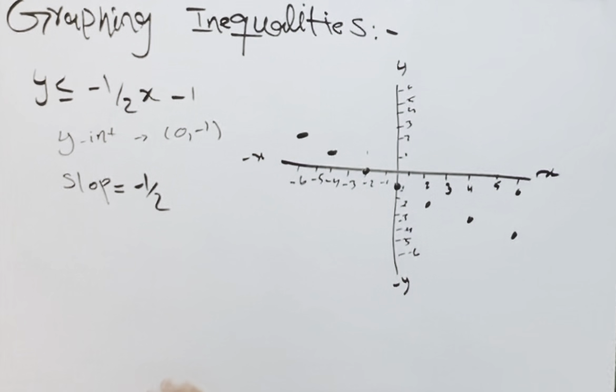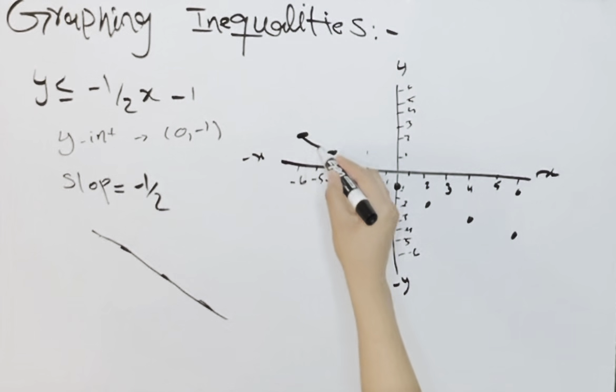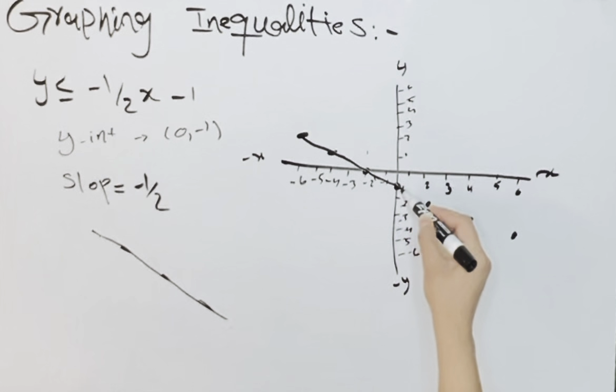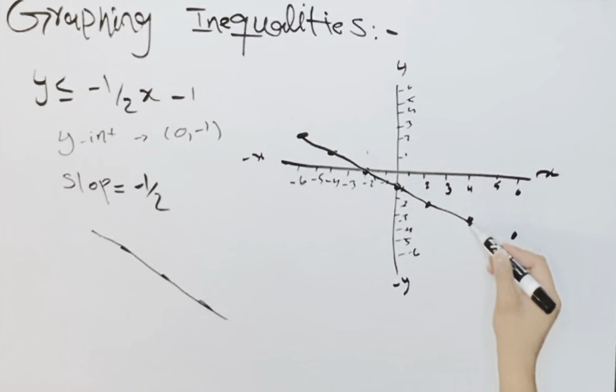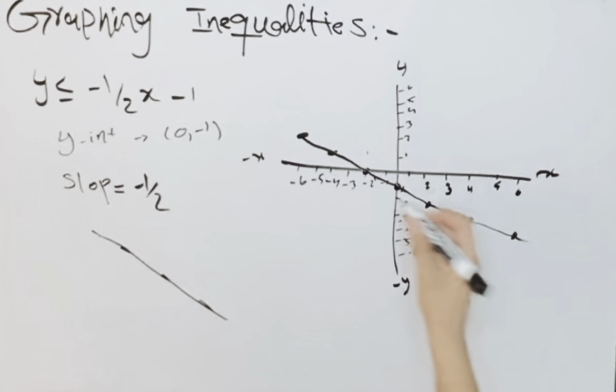Now this is the part where I want to talk about it. If this was not an equal sign, we would draw our line like this, a dashed line, because the line itself is not included. Now, because this is an equal sign, the line is included, which means it should be a solid line. Now we're going to connect all these with a solid line because we know that this is equal to, which means this line is also included. Now this goes to infinity, so you guys know that from my previous videos.